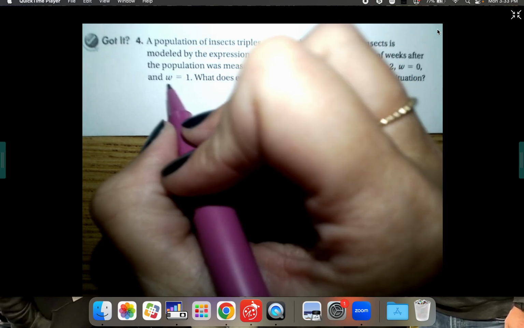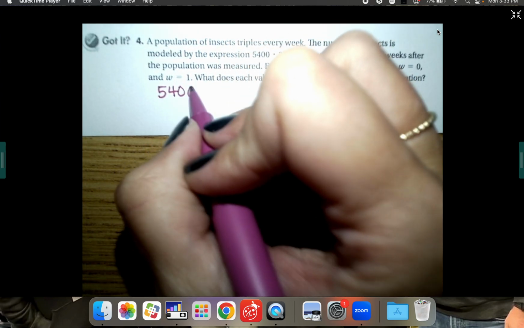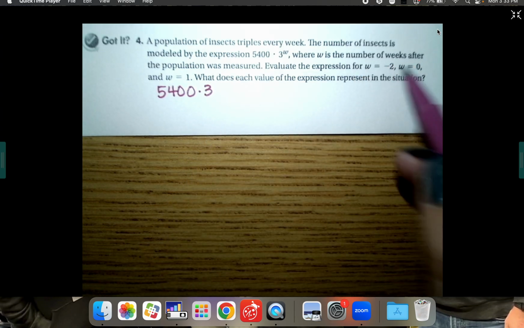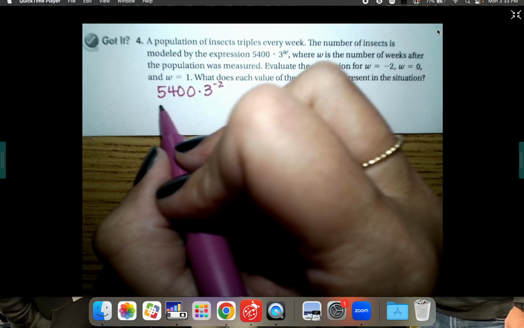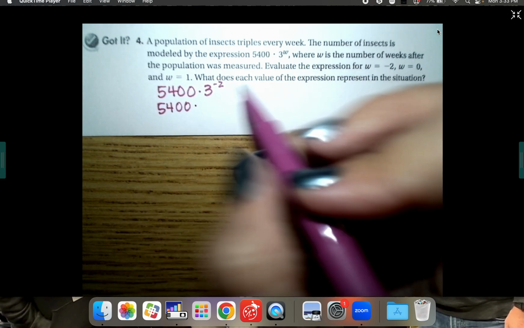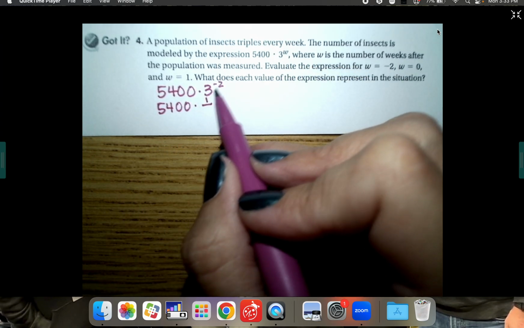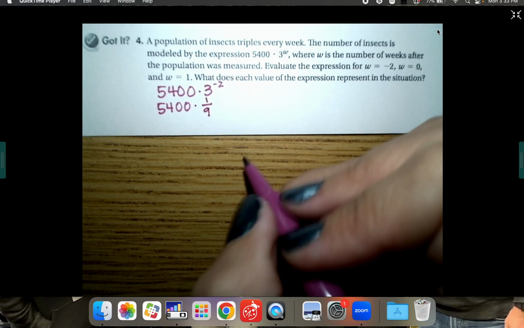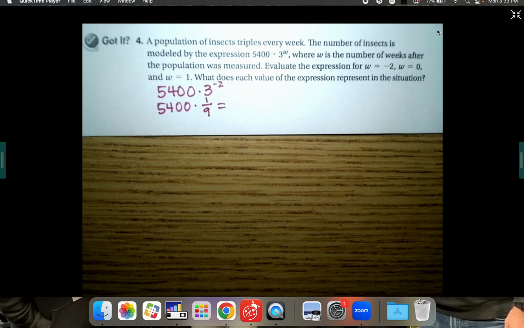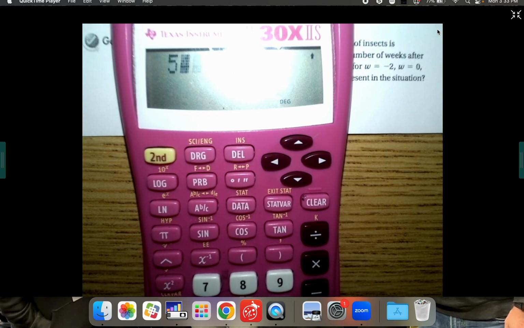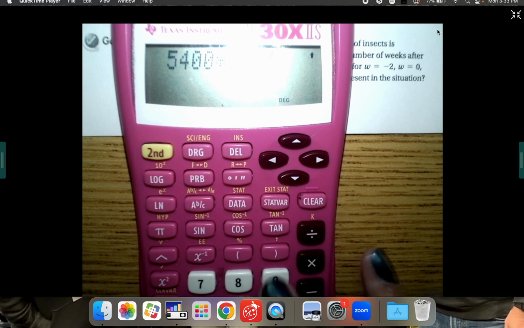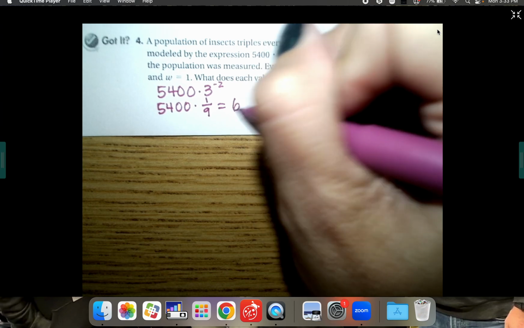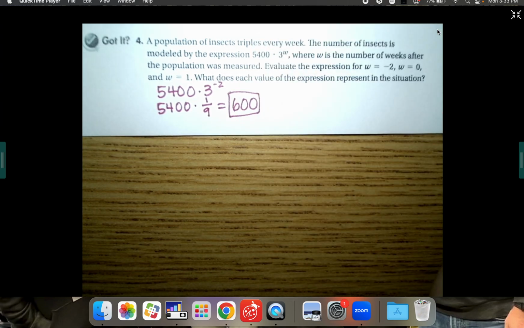Okay, so we are doing 5,400 times 3 to our first W value, which is -2. That would be 5,400 times 1 over 3 to the +2, which 3 to the +2 is 9. So our first initial answer is 5,400 times 1/9, which is how you do 1/9 in my calculator, and that is 600. So the first value is 600.